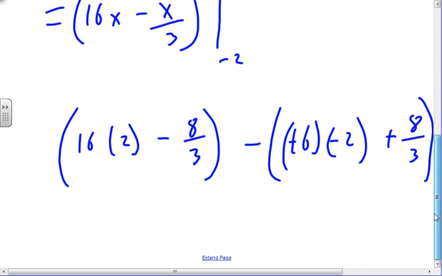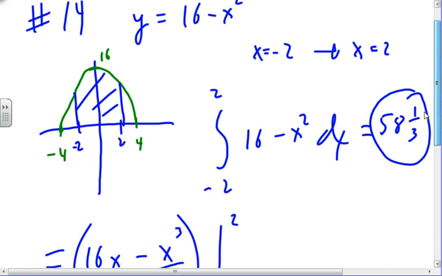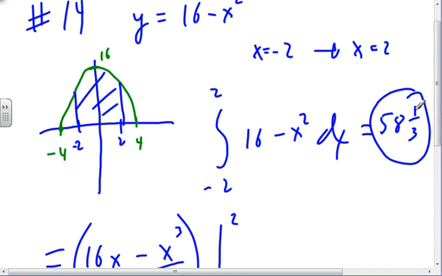Okay, so I've got 32 and 32 for 64. And then I've got -8/3 for -16/3. Okay, so 64 minus 16/3 is 58 2/3. Is that what I said it was going to be? 1/3. I must have fat fingered a key.